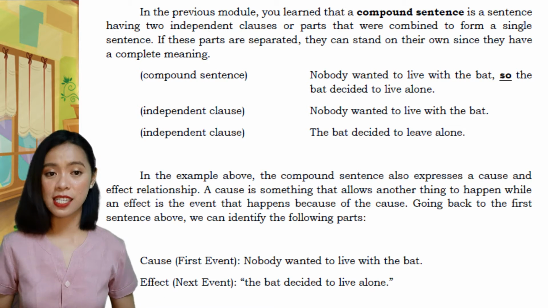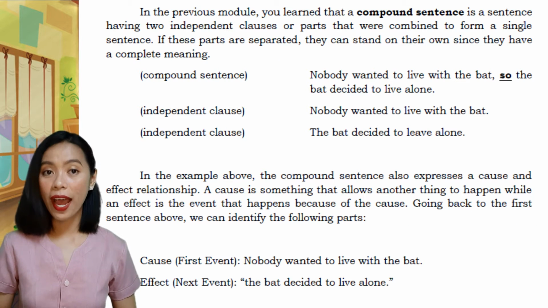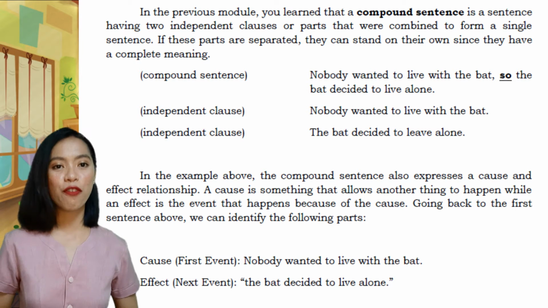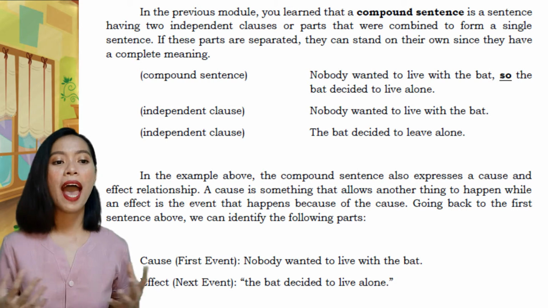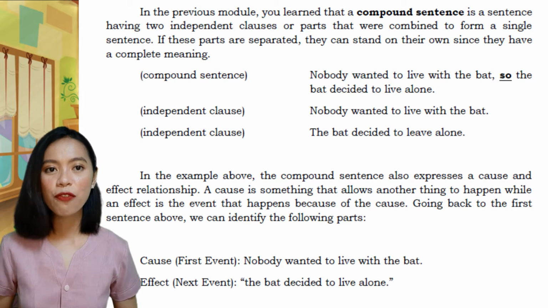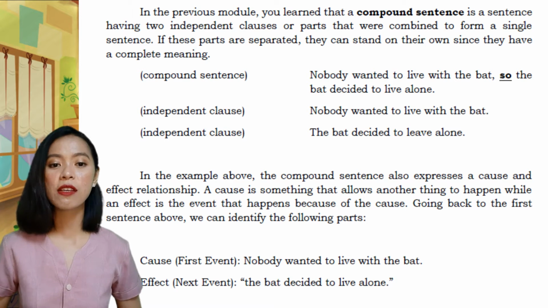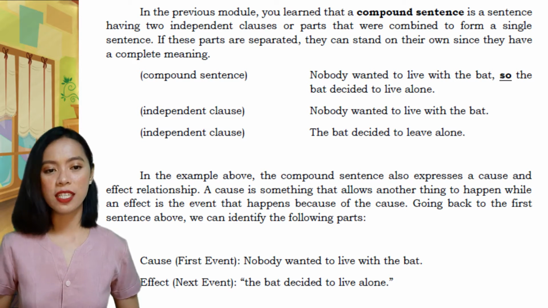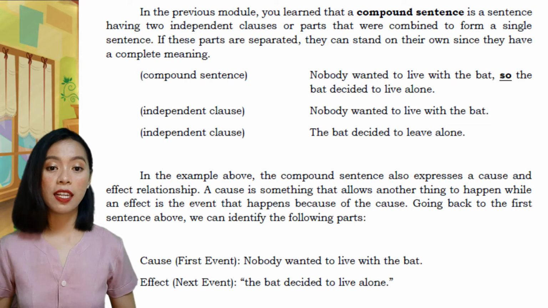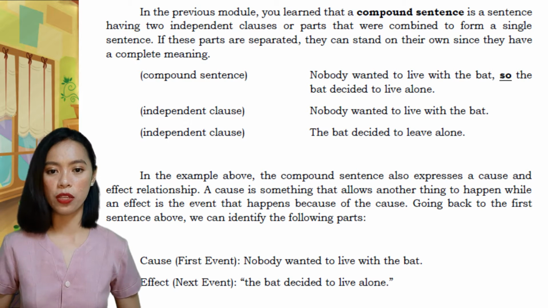A cause is something that allows another thing to happen, while an effect is the event that happens because of the cause. Going back to the first sentence above, we can identify the following parts. Cause, or the first event: Nobody wanted to live with a bat. The effect, or the next event: The bat decided to live alone.